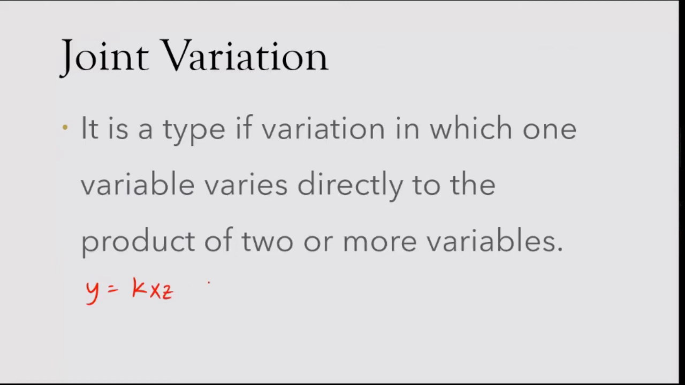Okay, so when we are to represent, let's say, the variables y is equal to k x z, this is y varies jointly as x and z. K here is our constant of relationship or constant of variation.